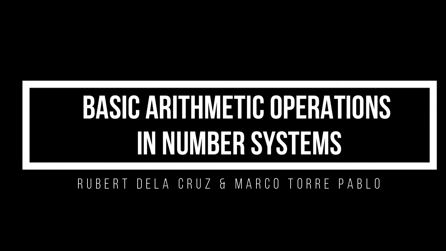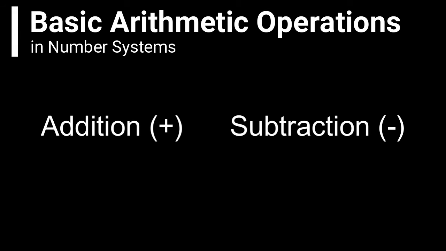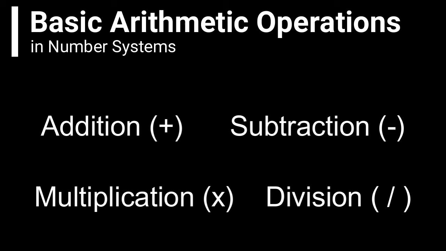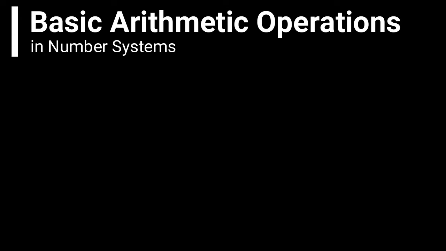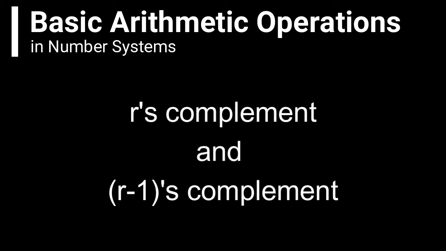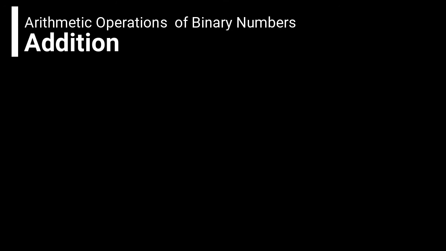Today, we will discuss basic arithmetic operations in number systems. Arithmetic operations such as addition, subtraction, multiplication, and division are carried out in the different radix bases. These arithmetic operations can alternatively be represented by r's complement and (r-1)'s complement. Binary addition and subtraction are carried out in the same way as decimal addition and subtraction.